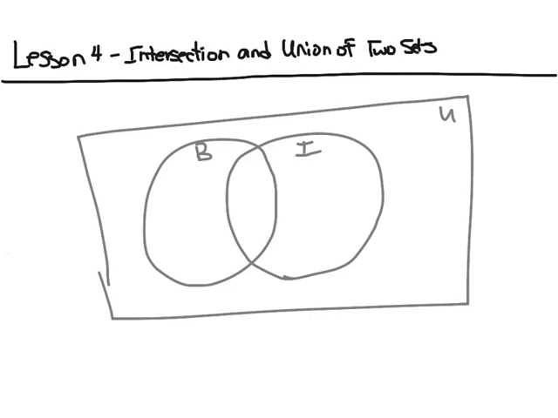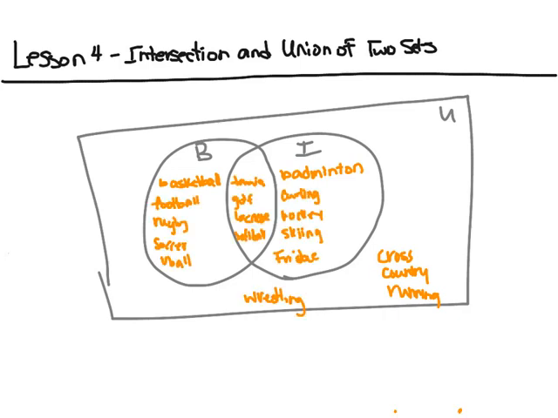So we have badminton. Badminton doesn't use a ball, but it has an implement. Basketball has a ball. Cross-country running doesn't require anything, so cross-country. So what I want you to do is pause the video and try to put all of these into the circles. So you should get this as your answer.